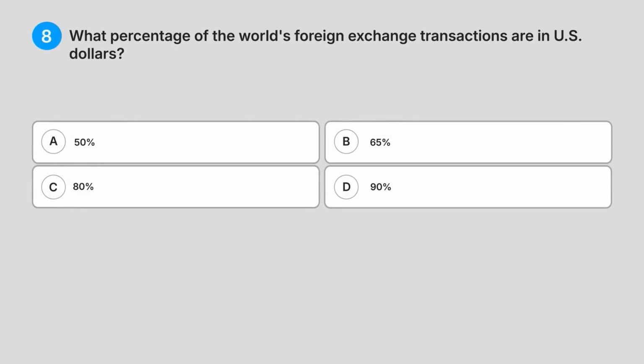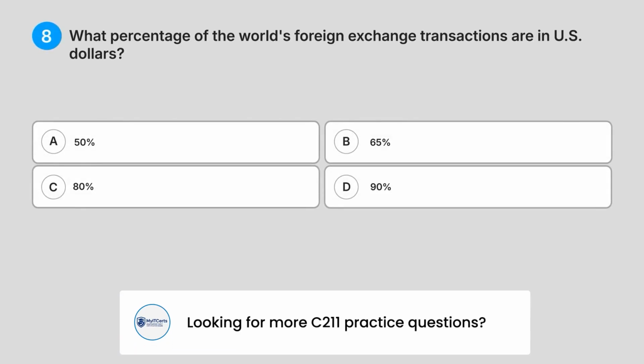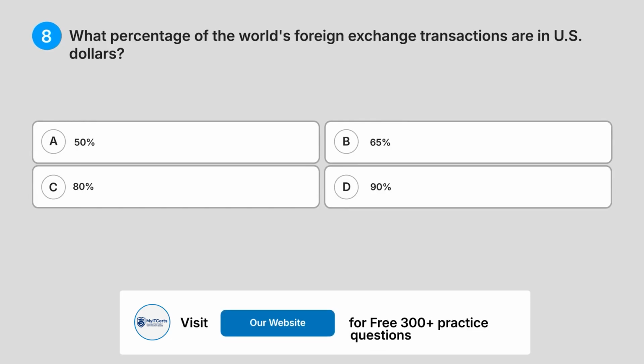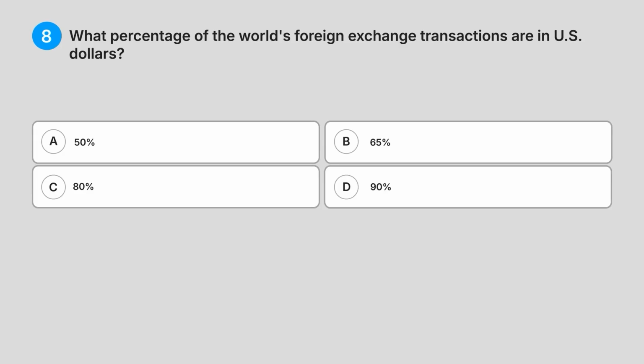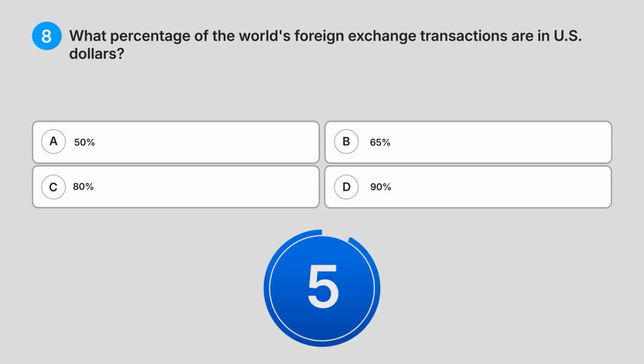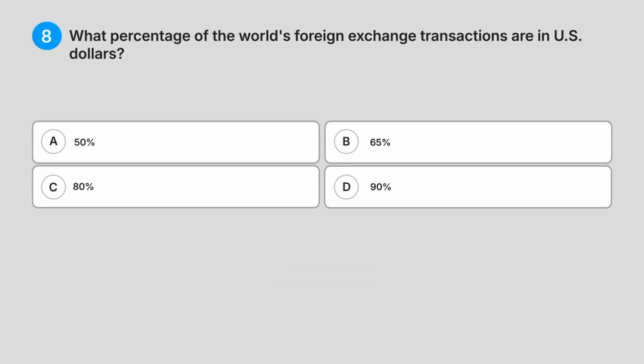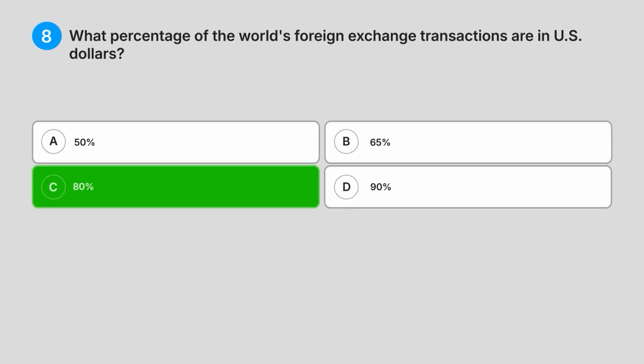8. What percentage of the world's foreign exchange transactions are in US dollars? A. 50%, B. 65%, C. 80%, D. 90%. Do you know the answer? Correct answer, C. 80%.